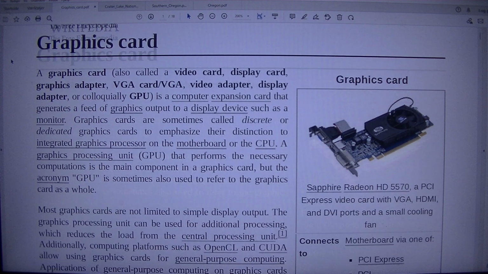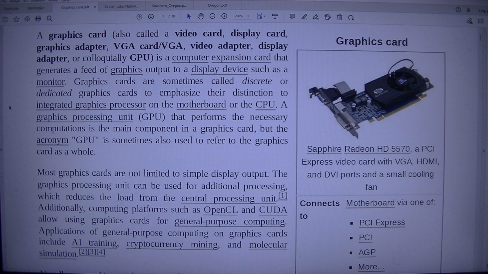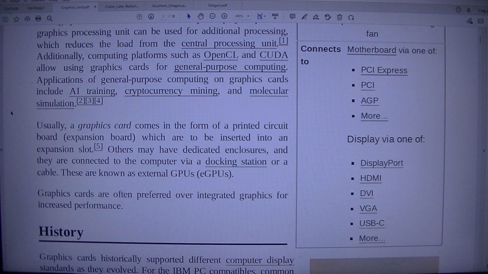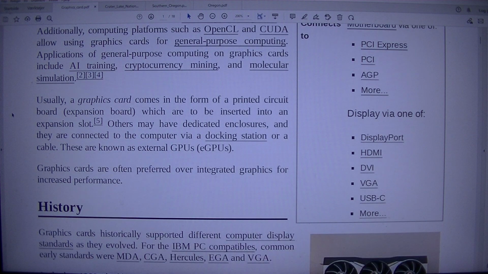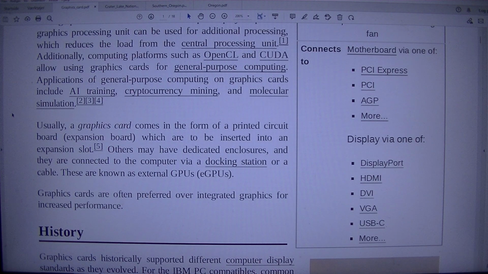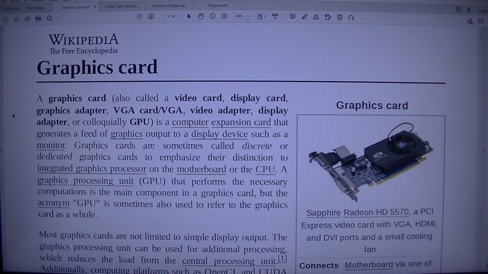Graphics card. Sapphire Radeon HD 5570, a PCI Express video card with VGA, HDMI and DVI ports and a small cooling fan, connects to the motherboard via one of the PCI Express slots. PCI, AGP, more. Display via one of DisplayPort, HDMI, DVI, VGA, USB-C, more.